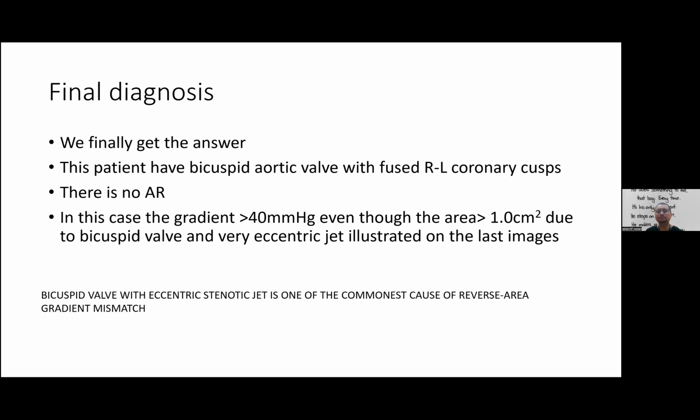So in summary, bicuspid valve with eccentric stenotic jet is one of the commonest causes of reverse area gradient mismatch. And I think this entity needs to be learned. People need to be aware of this entity because sometimes it will come to your echo lab.